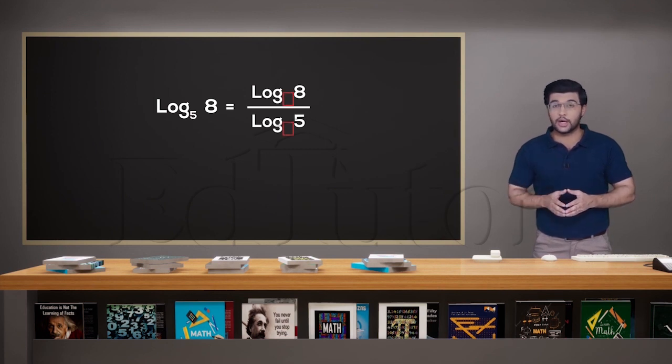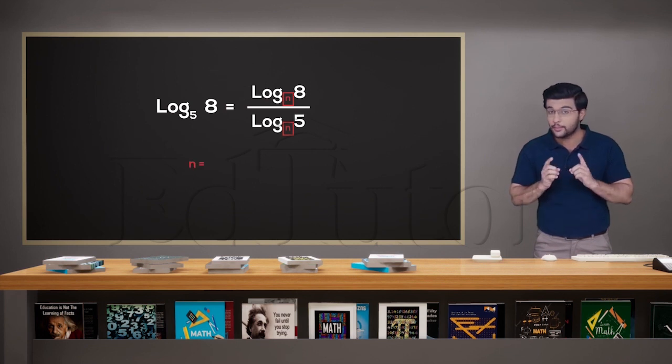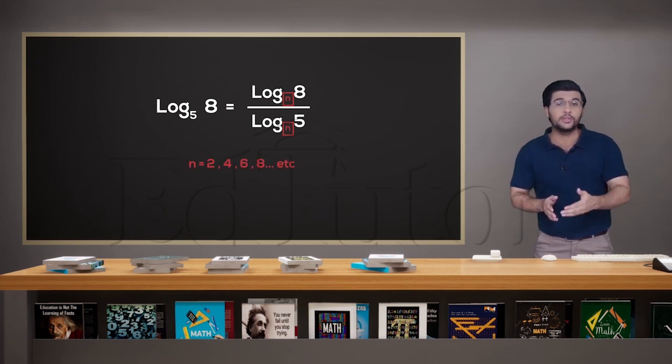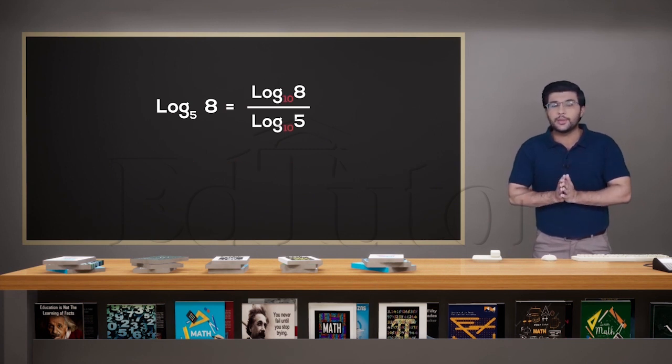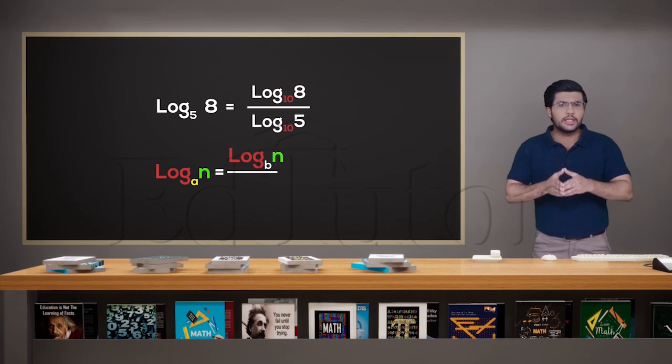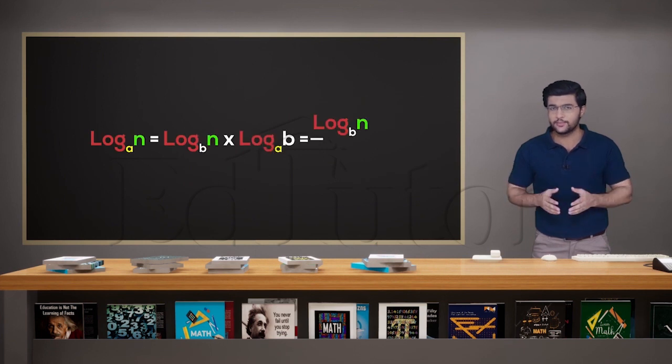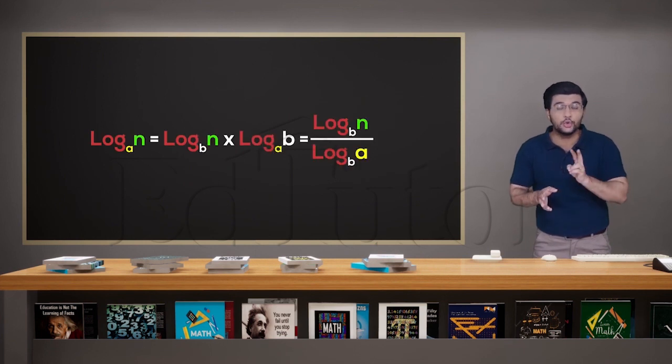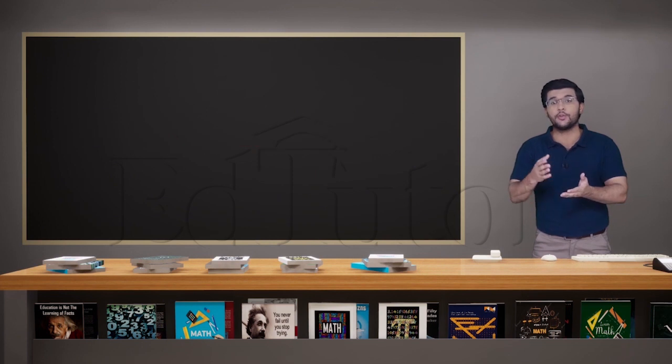Finally, you can go ahead and set the base to any desired number, keeping in mind that the base in both the numerator and denominator must be the same. Let me set the base as 10 here real quick. And there you go. In general, the law looks like this. Makes sense now, right? So these are the two forms for the change of base law.